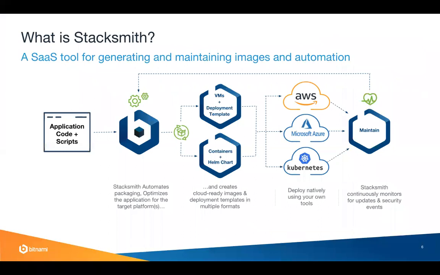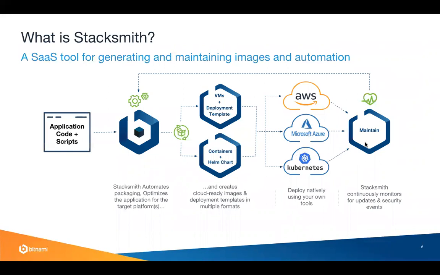Stacksmith is a SaaS tool for generating and maintaining machine images and automation. In one end of the process goes your application code and scripts to get your application running. Stacksmith's automation packages that and optimizes it for the targets that you've selected and generates the required VMs and an associated deployment template to get that application up and running. Again, those go into the cloud native formats for AWS, for Azure, for Kubernetes.